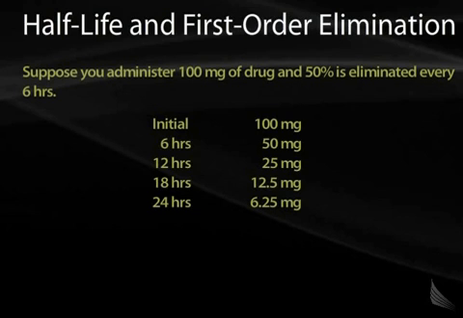We are, however, able to measure half-life when a drug undergoes first-order elimination. Suppose we administer 100 milligrams of the drug, and then we measure the level of the drug at 6, 12, 18, and 24 hours. If 50% of the drug is eliminated every 6 hours, as you can see, every 6 hours you lose half, then we can say that our half-life is 6 hours.